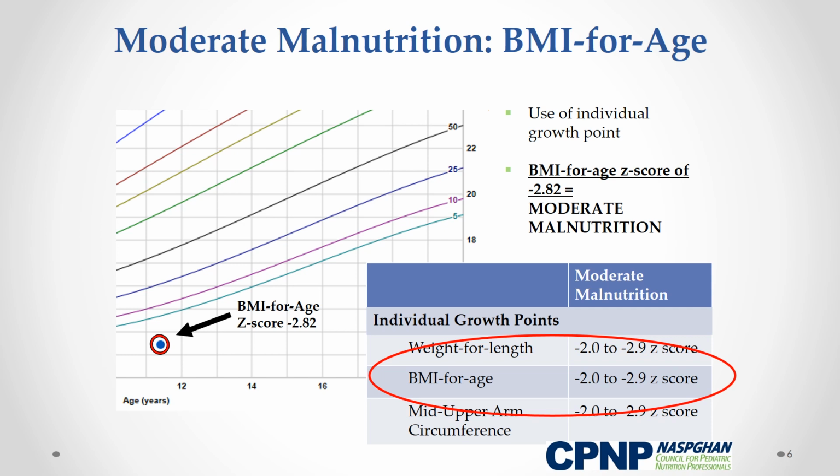criteria for moderate malnutrition. Rather than stating that the BMI is below the 5th percentile, we are able to specify exactly how many standard deviations this measurement is below the norm, which is 2.82.